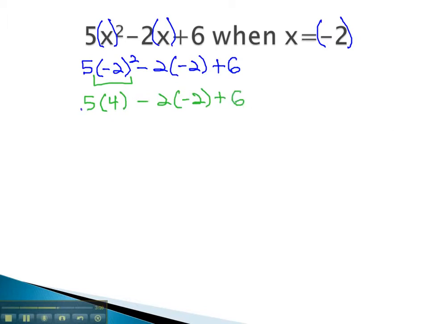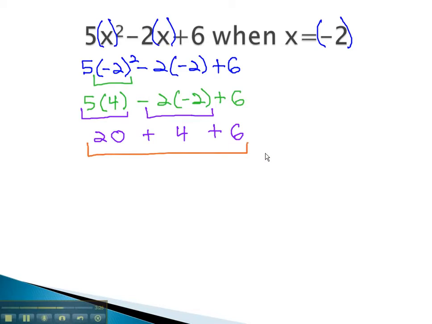Next, we multiply, and as the terms are separate terms, we can do the multiplication at once. 5 times 4 is 20. -2 times -2 is positive 4, plus 6. Finally, we can add the expression from left to right, 20 plus 4 plus 6, to get 30. This polynomial equals 30 when x is -2.